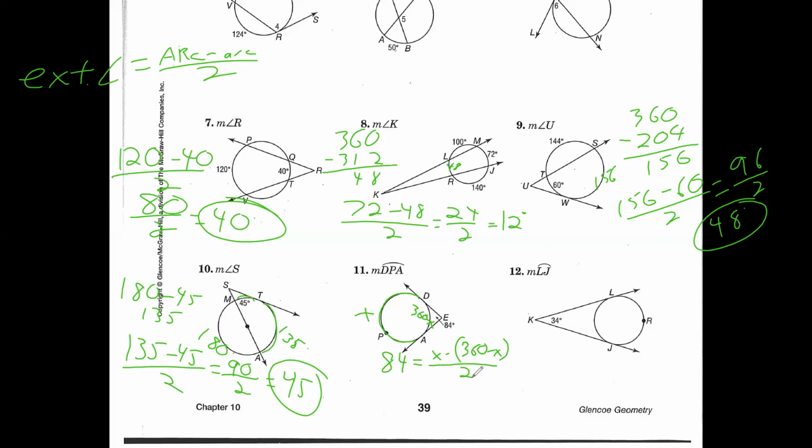Well, first step in solving this one, I have 2 on the bottom. I'm going to multiply it out of my denominator to the other side. We get 168. On the top, I have a negative in front of that parenthesis. What's going to happen with that negative sign?